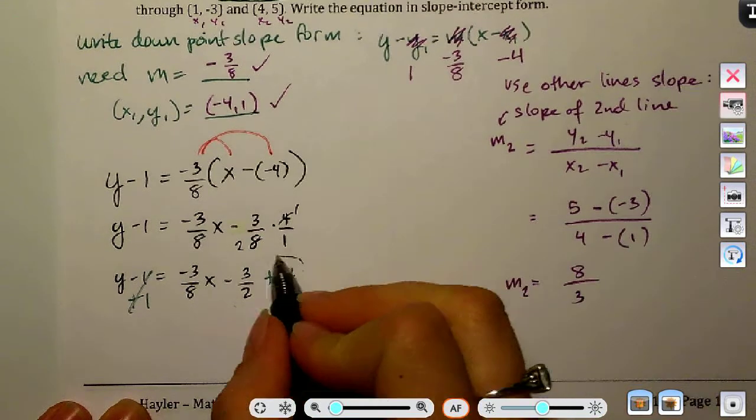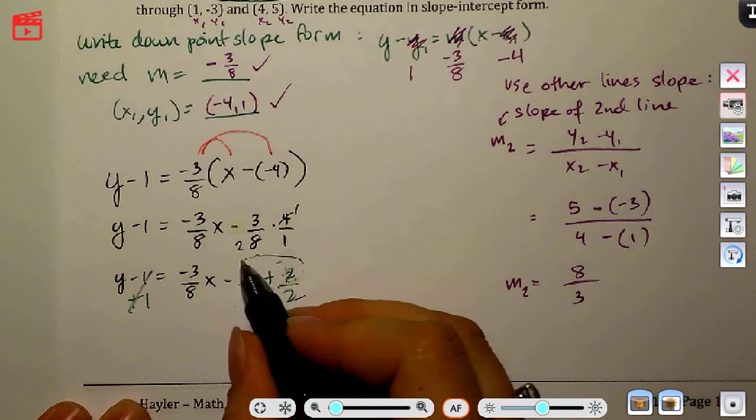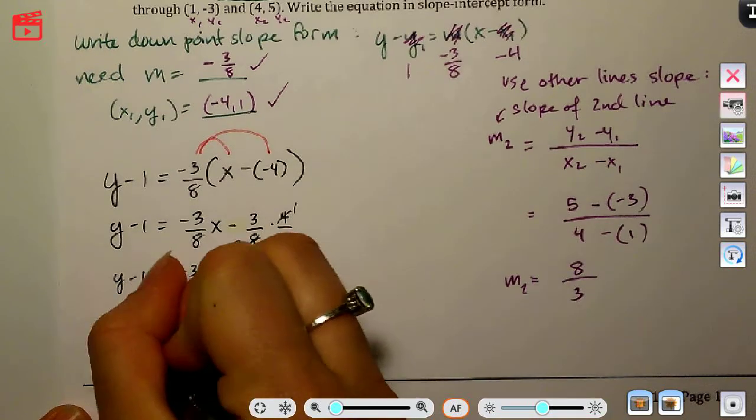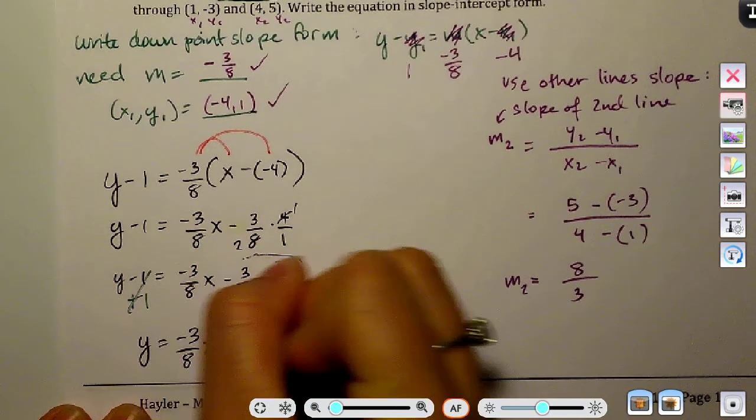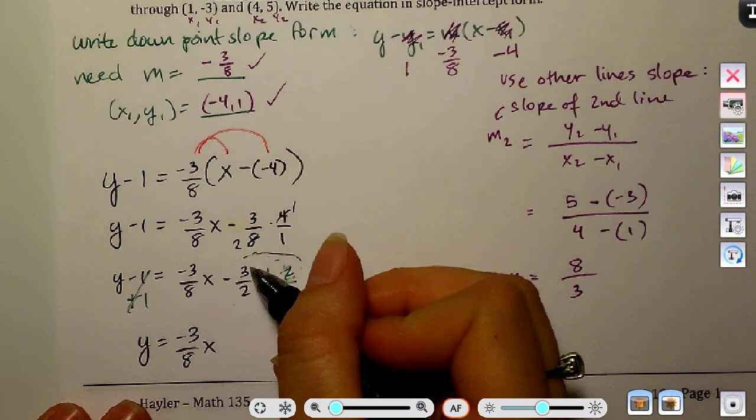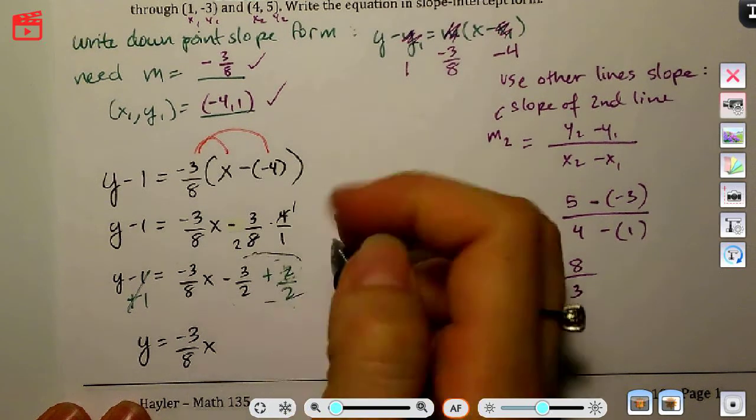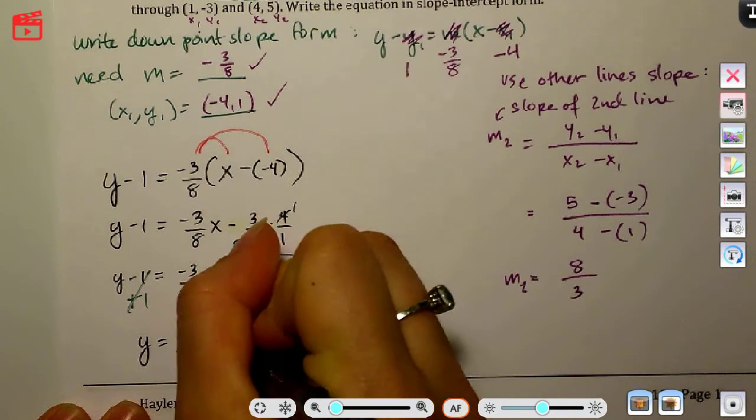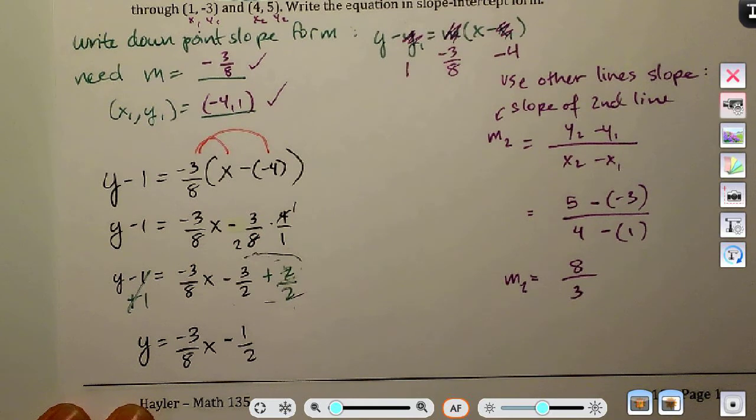Alright, we were adding these fractions before that bug came and interrupted us. Okay, y equals negative 3 over 8x. Adding fractions, negative 3 over 2 plus 2 over 2 gives me negative half. And there we go, my answer is in slope-intercept form.